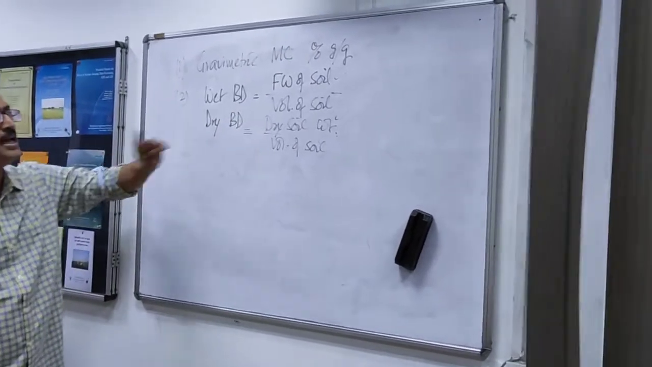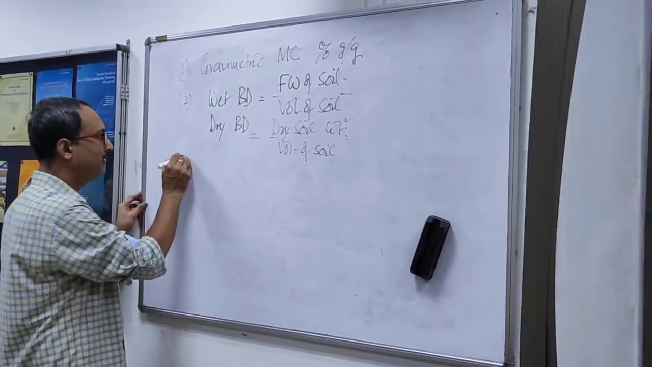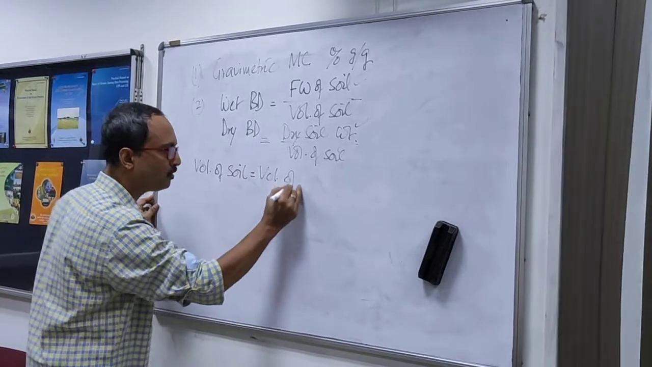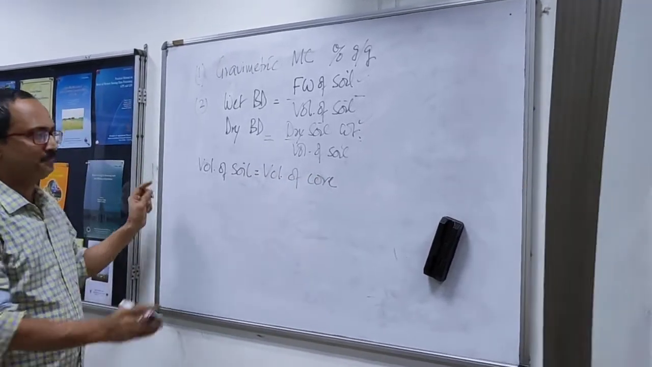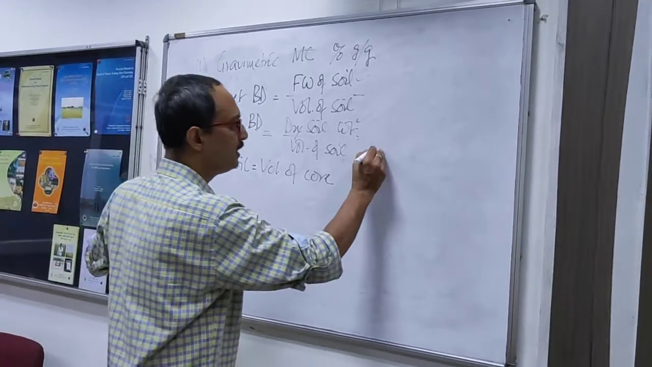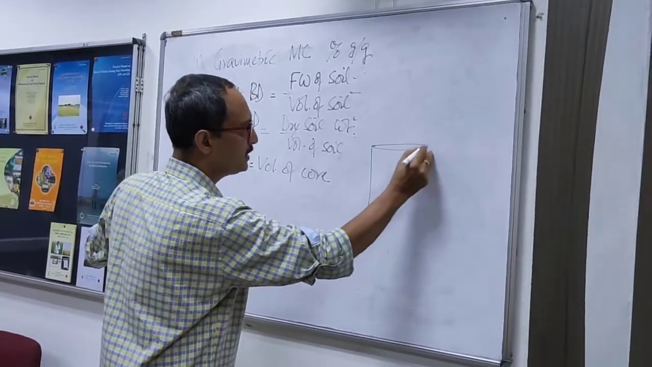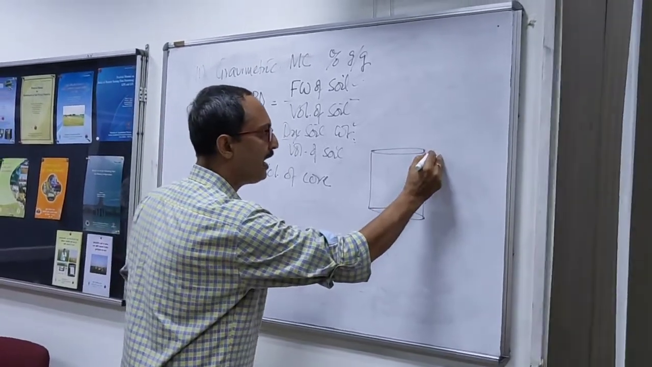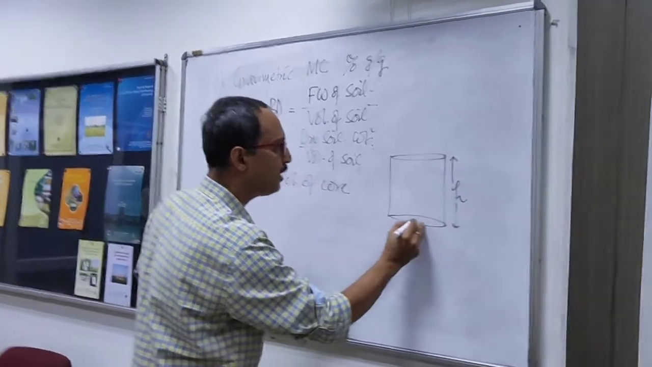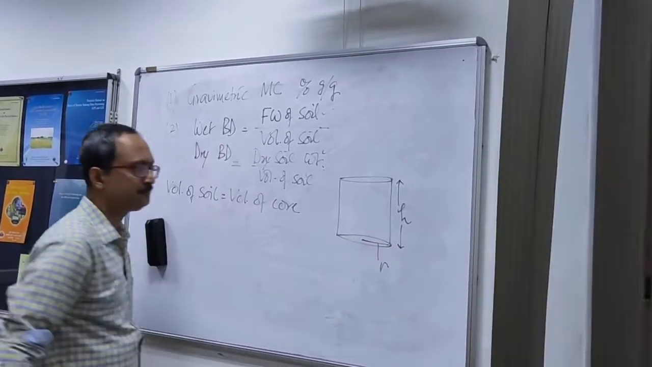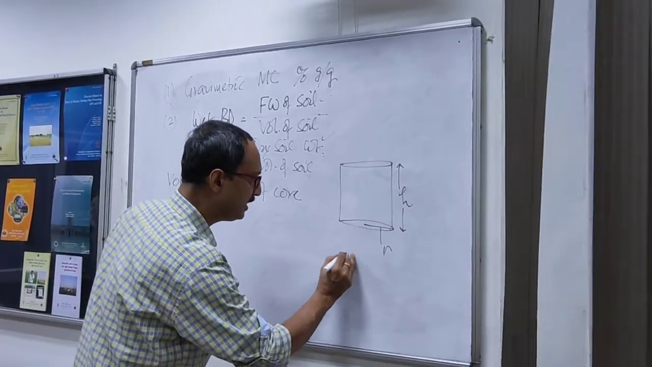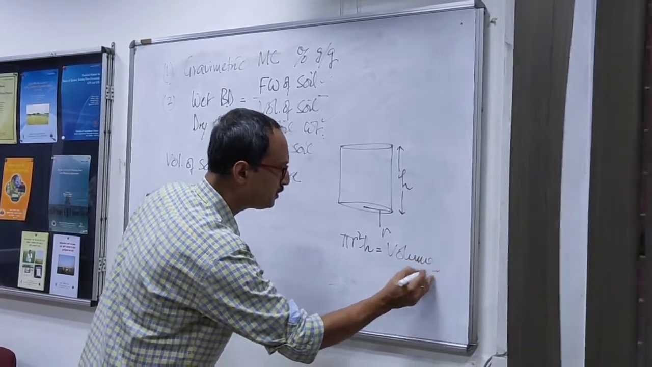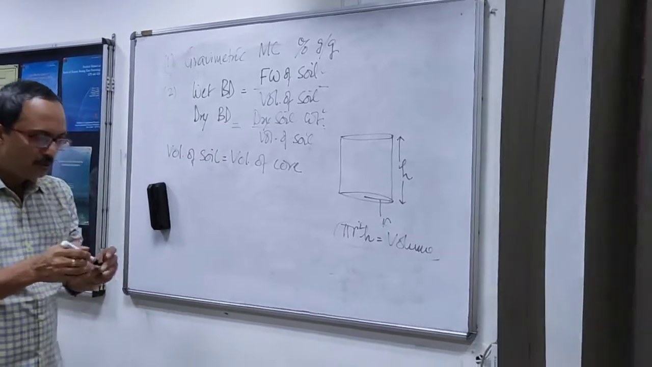So volume of soil is important. The volume of soil is equal to the volume of core. How do you get the core volume? This is the core. It's a cylindrical shape. In this cylindrical shape, you have a height h and a radius r. So it's simply pi r squared h, which is your volume. Okay, this is all known to you.